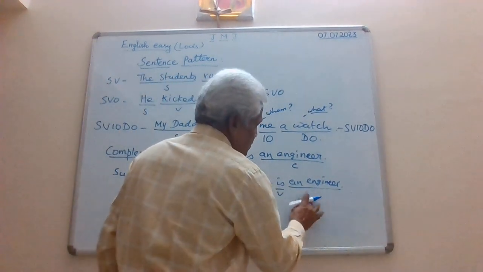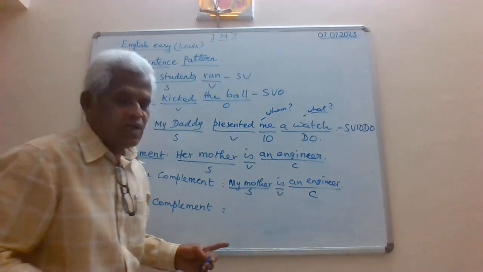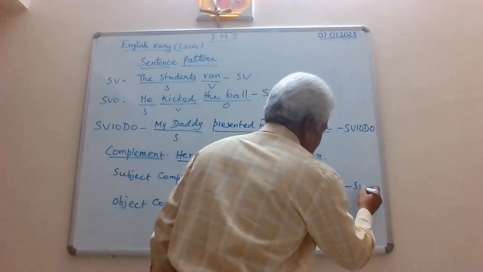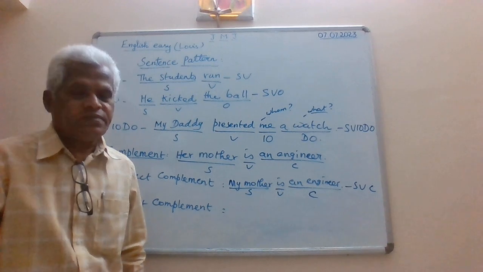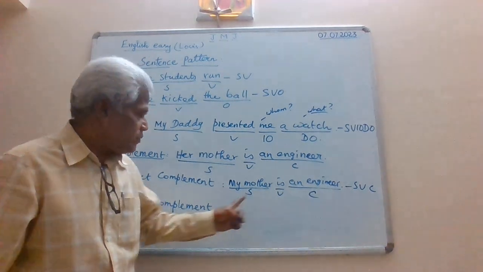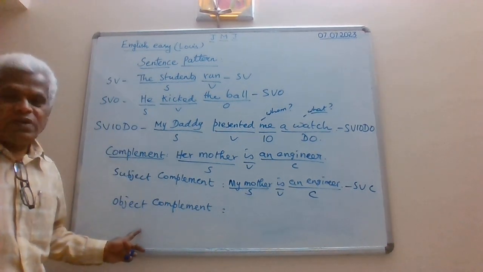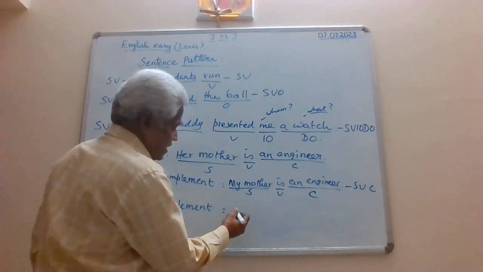Now here, we write SVC. So therefore, the pattern is known as SVC. So this is subject complement. Now what about object complement? Let me write a sentence here.